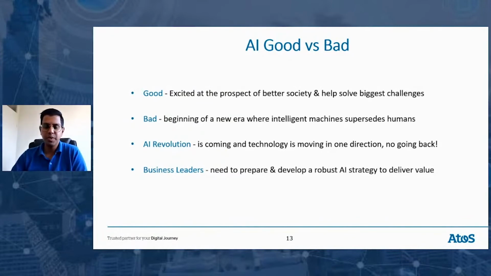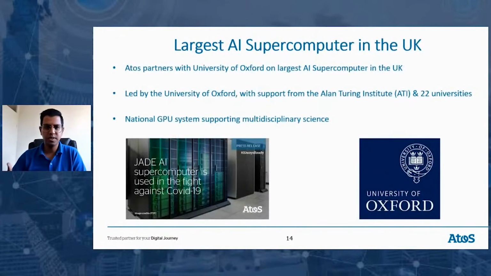So, what does this mean in industry? How can we actually apply it? How can we actually learn about it? And what's been done in current day? So, I'd like to divert your attention to some of the work that we've done at Atos. We work very closely with education academia. We've deployed the largest AI supercomputer in the UK, which is led by the University of Oxford.